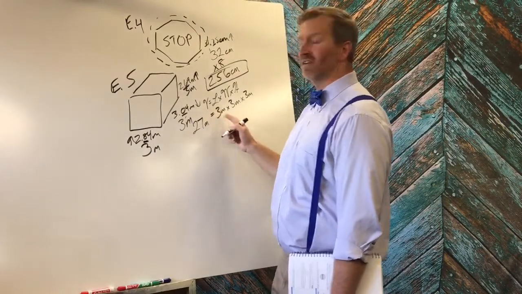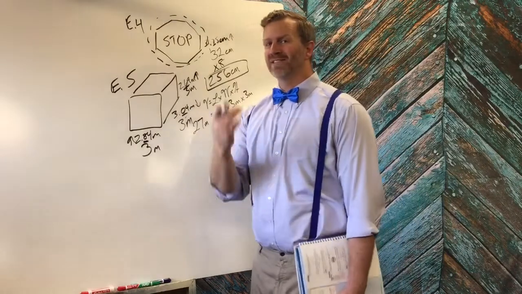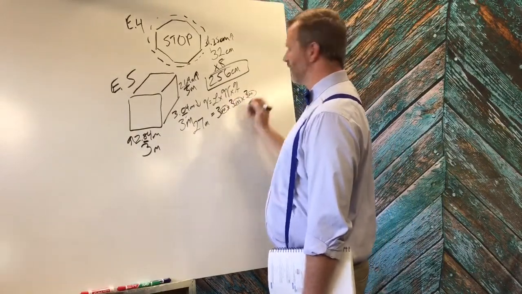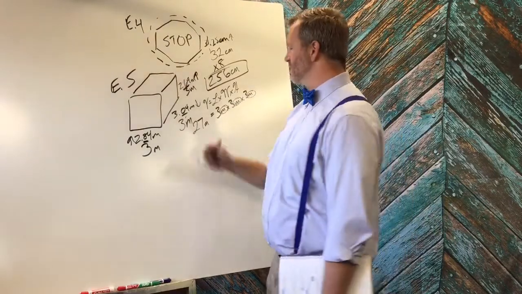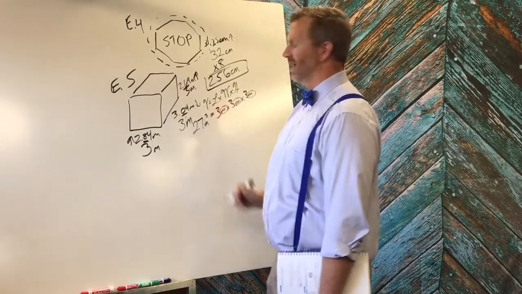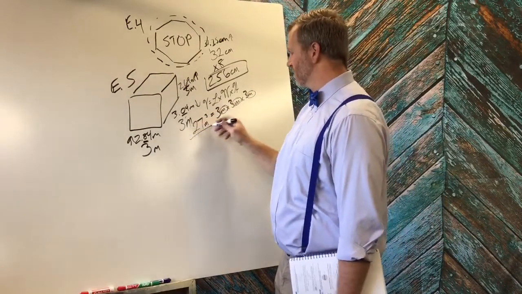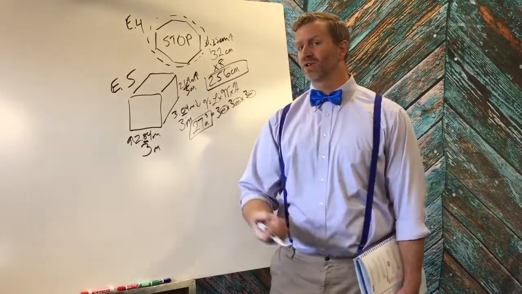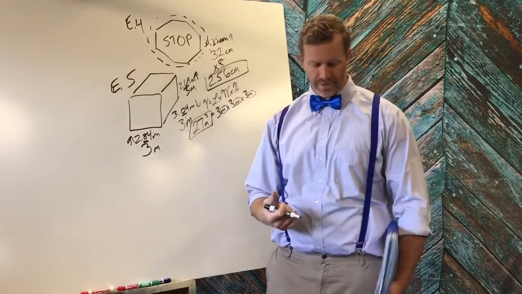Now, we can't forget to label. How many times did we see the little m? Let's count them. 1, 2, 3. So if we got 3 little m's, that means we got to put 3 as our exponent there with our answer. So the volume would be about 27 meters cubed for that shape right there.